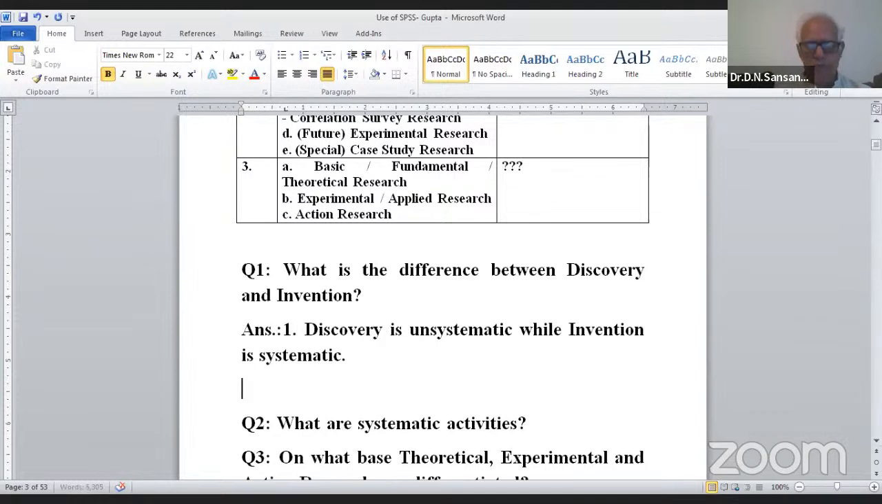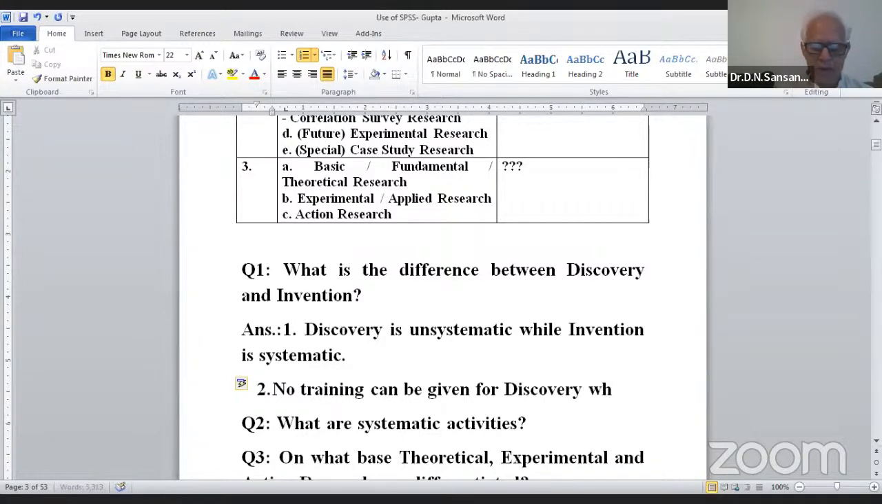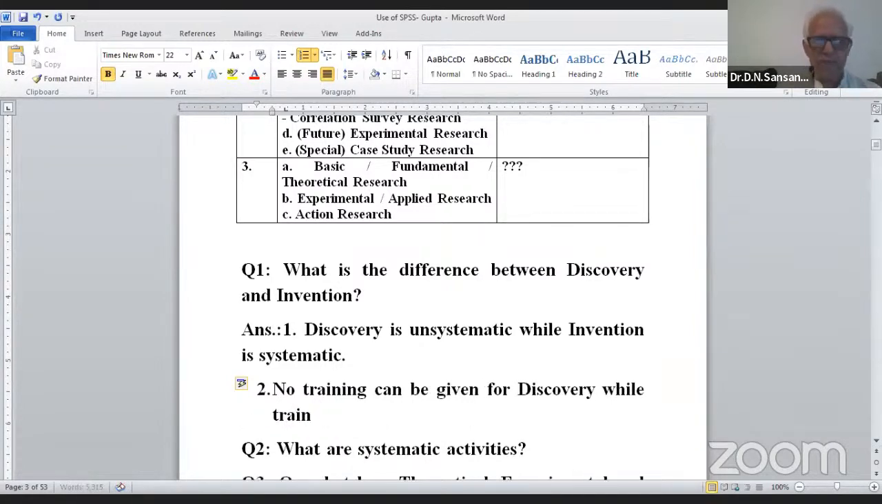Number two, no training can be given for discovery, while training is given in research, which may lead to discovery.